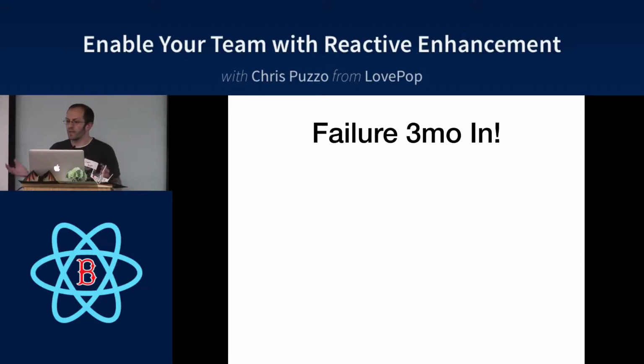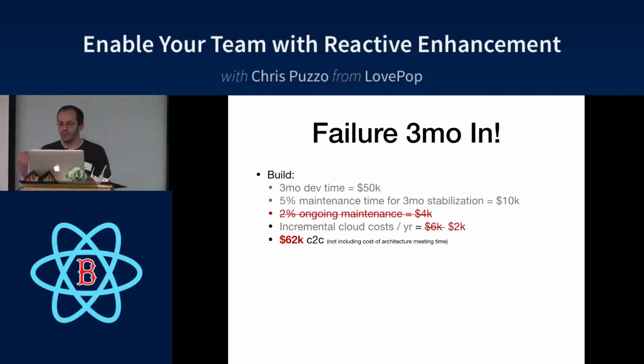So let's assume that then something about this fails 3 months into the project, right? So in the build scenario, basically you still have that 3 months to build it because you can't possibly know whether it was successful or not until it's built and out. We add the additional 3 months. So this is 3 months to build it, 3 months in market, so you have to pay that stabilization cost. You then decide to turn it off because it sucked. So you have the 2% ongoing maintenance cost, 1 quarter's worth of incremental costs. Still cost you 62 grand to build, right?